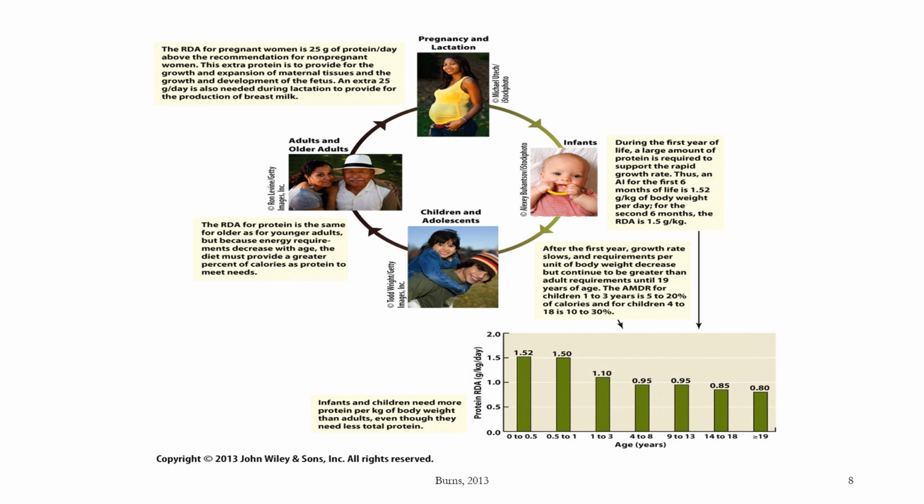Why do children need more protein per kilogram of body weight than do adults? As growth rate slows, requirements per unit of body weight decrease but continue to be greater than adult requirements until age 19. What is the RDA for a 2-year-old child who weighs 14 kilograms? What is your RDA for protein?